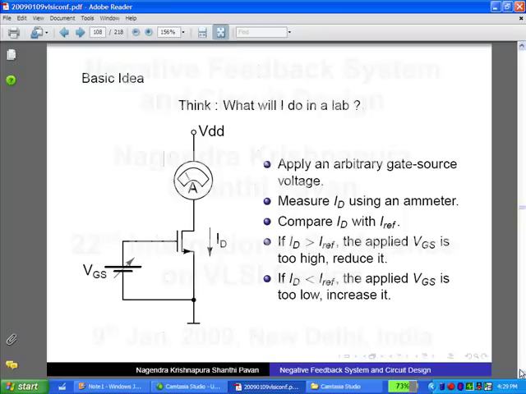And I'll apply some arbitrary unknown voltage between the gate and source, again hoping that I don't blow the transistor. So when I apply a gate-source voltage, some current will flow. I will be able to read that current in the ammeter. I will compare that with IREF. If ID is greater than IREF, then I conclude that VGS is too high and I must reduce VGS, and vice versa. We're all on the same page? Okay, we're all awake? Yes. Okay.